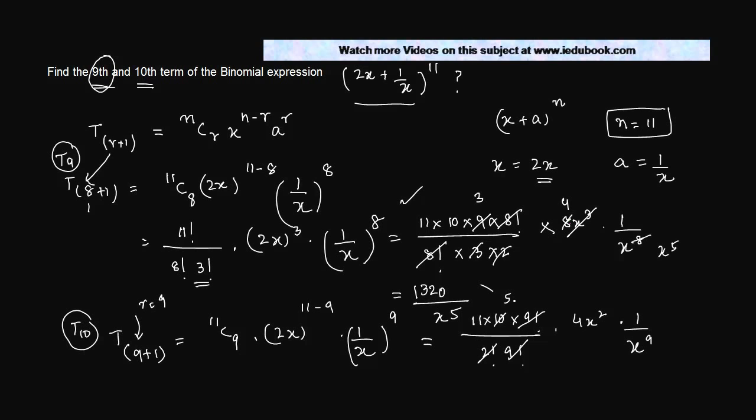So what are we left with here? We are left with 11 into 5, 55, 55 into 4, 220. So this will give you 220 x^2 upon x^9, or simply you can write this as 220. x^2 will cancel with this to leave x^7 over here. So 220 divided by x to the power 7. That is going to be the 10th term of this binomial expression.